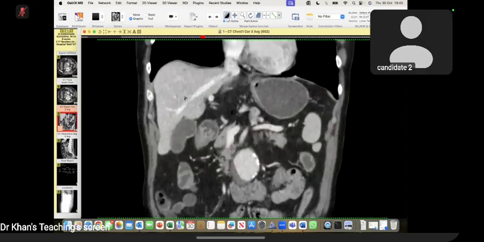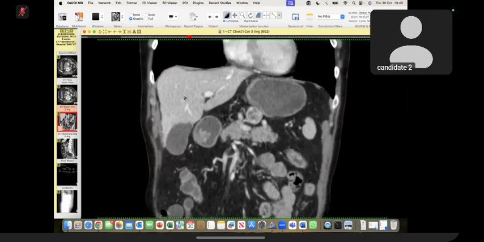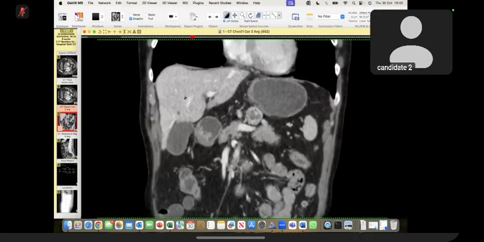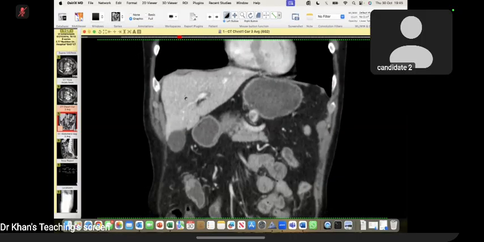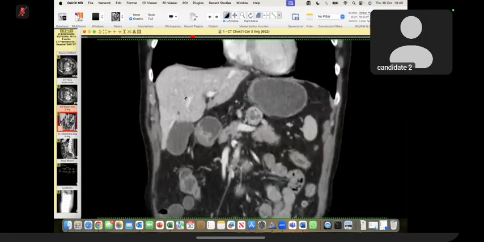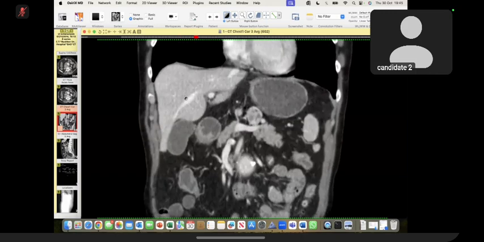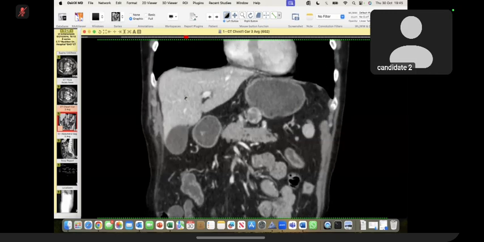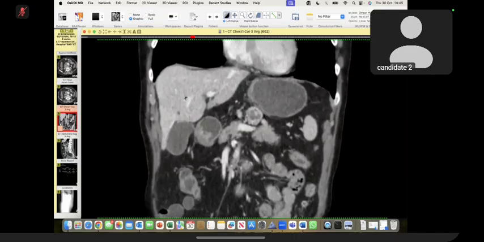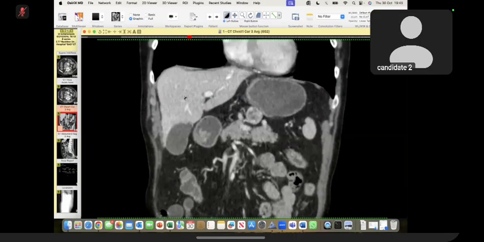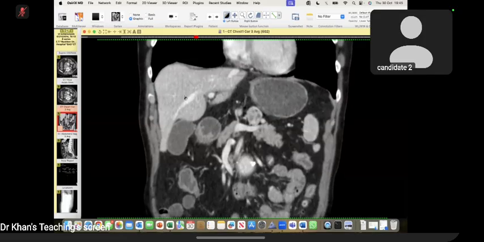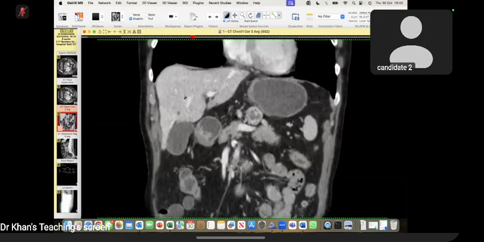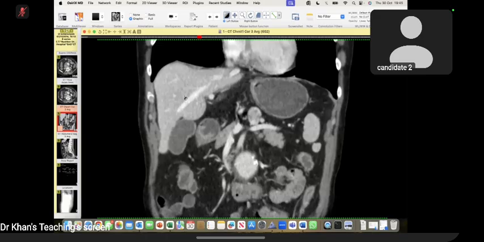It has very indistinct borders with the stomach. So my third differential would be a less likely possibility of GIST, but it is solid and enhancing significantly as well. Since it's not clearly arising from the adrenals or pancreatic parenchyma, I would exclude the possibility of a pancreatic tumor.